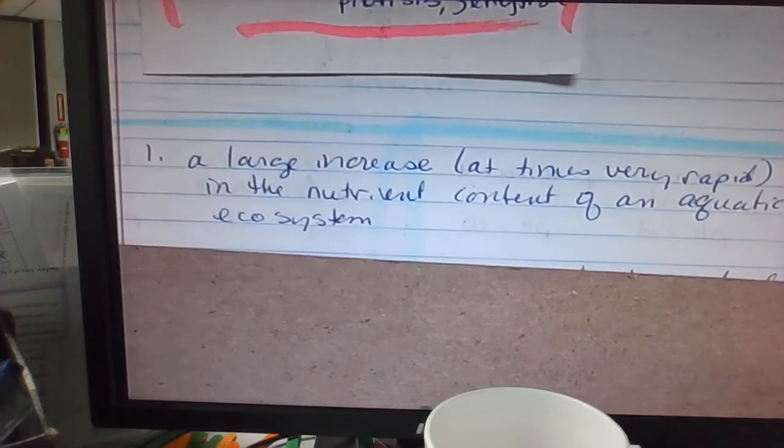A large increase, at times it's very rapid, in the nutrient content of an aquatic ecosystem.